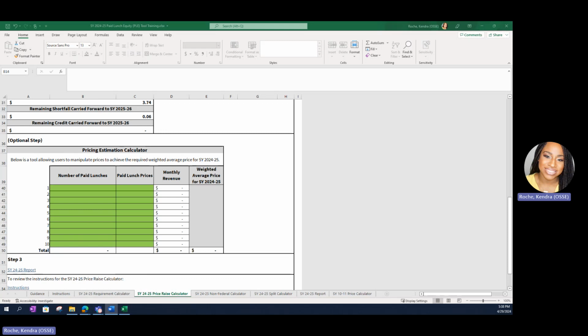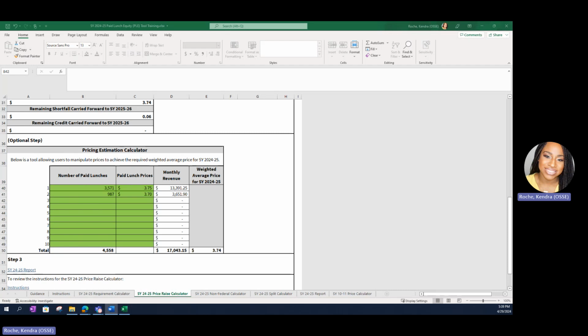Remember, the price requirement is a weighted average of the paid lunch prices at each site. This means that SFAs can choose to keep one or more site prices below the price requirement as long as the weighted average of all sites meets the requirement. Here you can see how this SFA chose to only increase prices at one site and is still able to meet the weighted average price requirement.